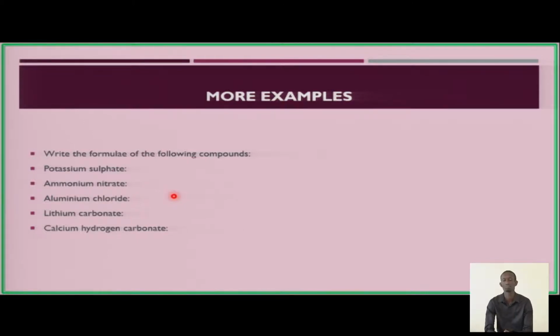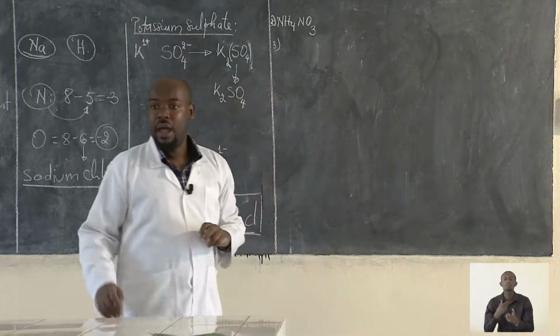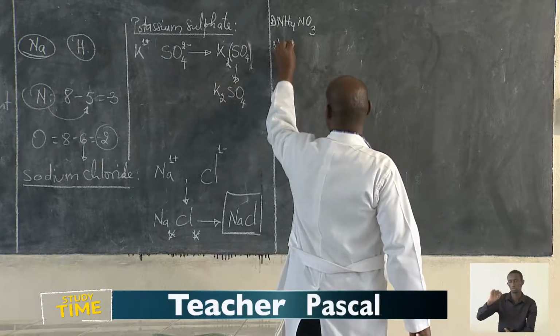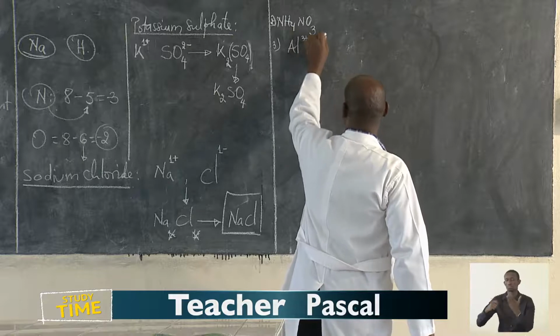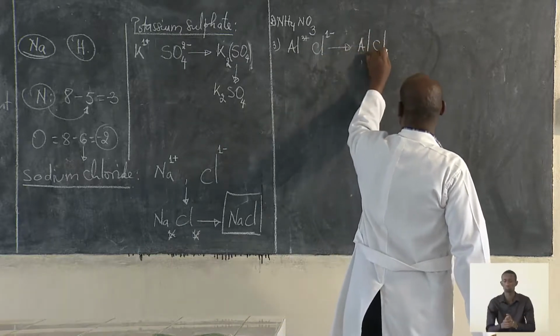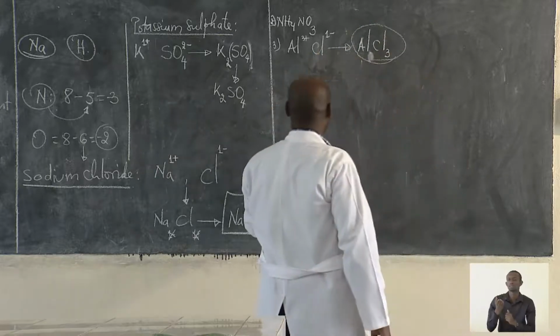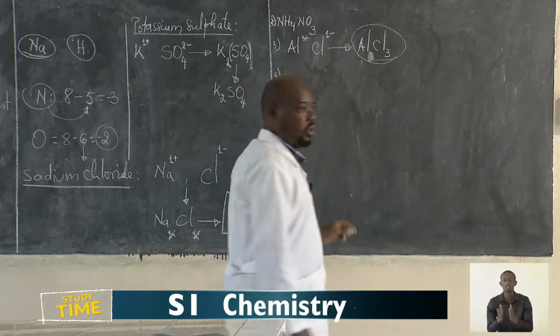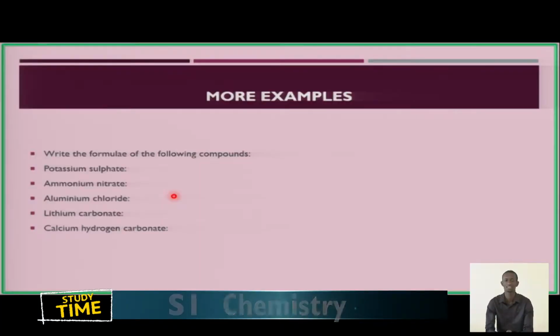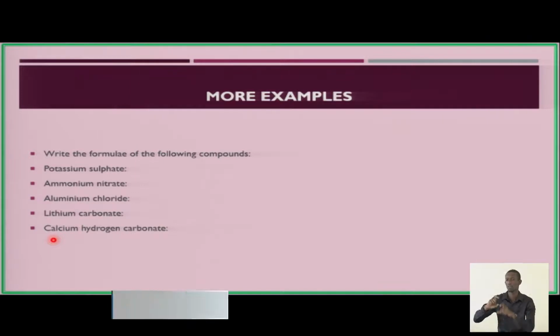We have ammonium nitrate. It's this one. It's number 2. Number 3, we have aluminium chloride. This is aluminium with 3 positive, the chloride with 1 negative, and if you interchange, what you get will be aluminium with 3 here. We said when it is 1, there is no need of writing it. So this is the molecular formula of aluminium chloride. Number 4 and number 5, you will try them. Lithium carbonate and calcium hydrogen carbonate, you will try these 2, okay?